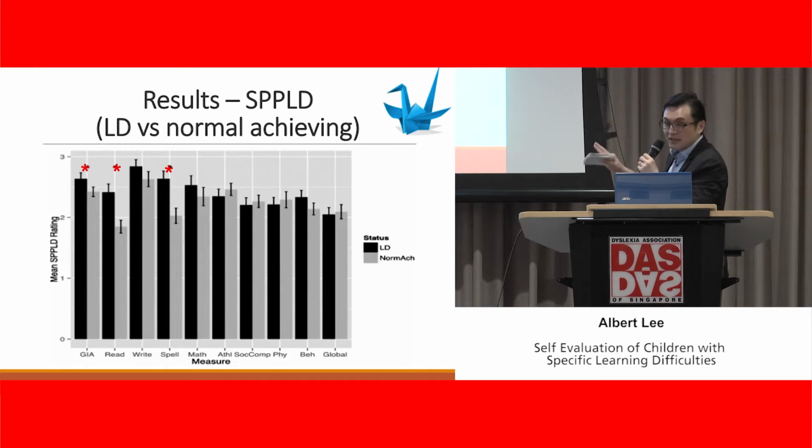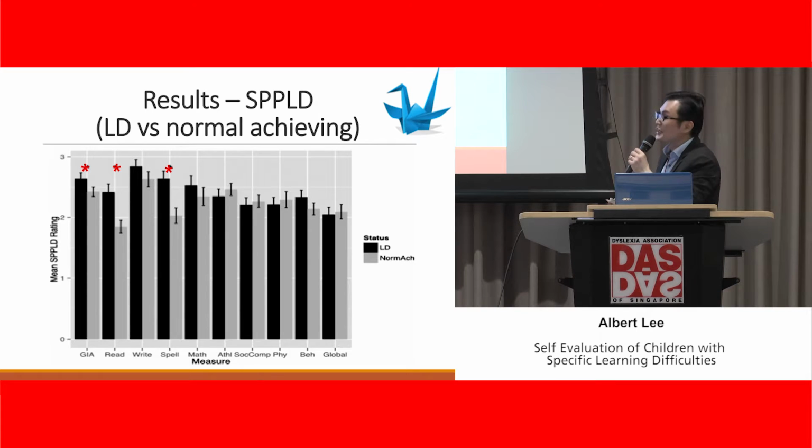There are 10 different categories that I mentioned for the earlier questionnaire. If you notice, there are only 3 of the categories that had a red color star. The 3 categories are the GIA, which in this case is the general intelligence ability, the reading, and the spelling. For these three categories, the black color column are the students with LD, and the gray color column are the normal achieving students. There must be statistically significant results for us to report these three categories, whereas the other 7 categories did not give us results.